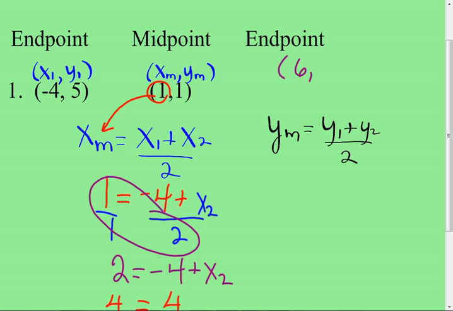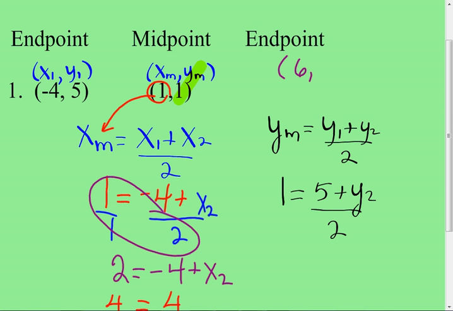Okay, so what's the y midpoint? It's not 5. I want the y midpoint. It's what? It's 1. No, but the final. Oh, that may be. What goes here? Oh, 5. Lane, what goes here? Yeah. 5 plus the other y value over 2.